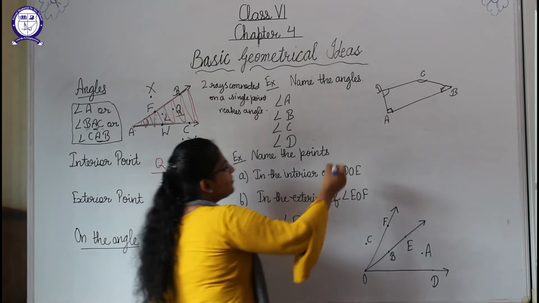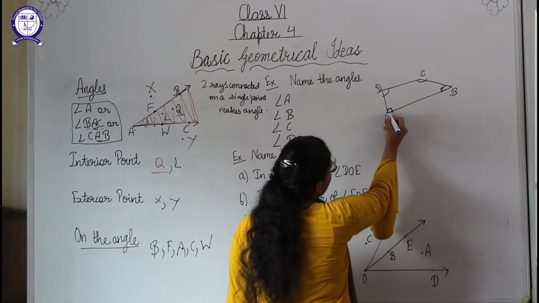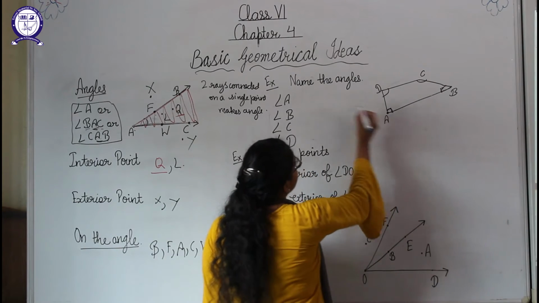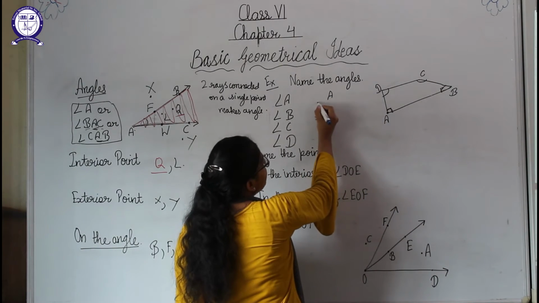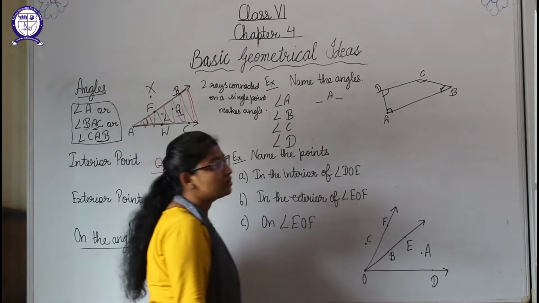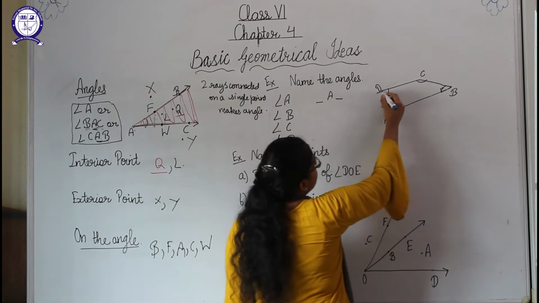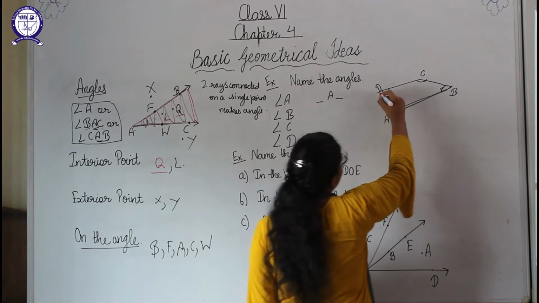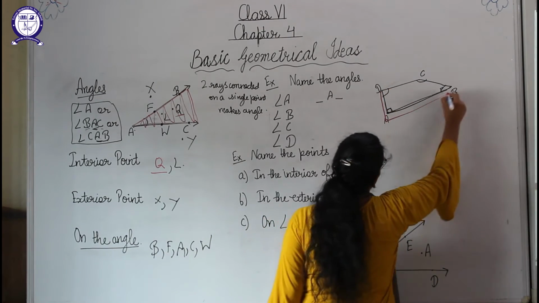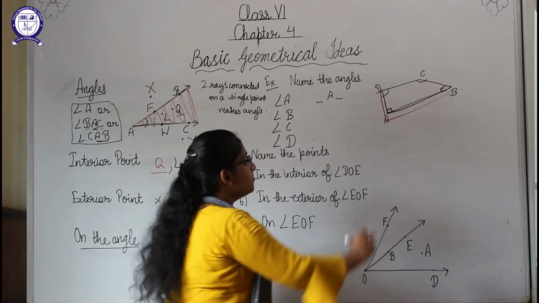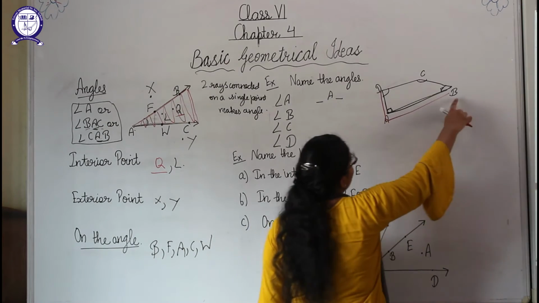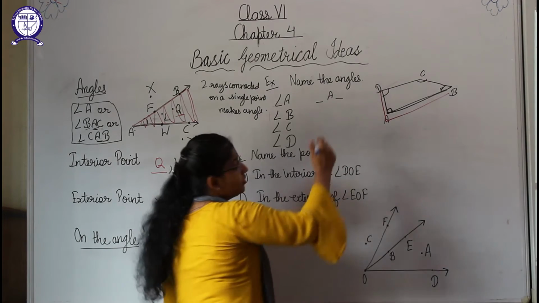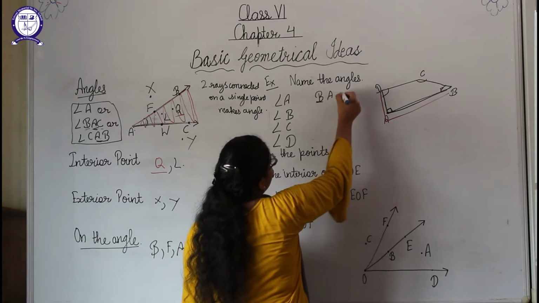Okay. And what can we name them? Suppose we are talking about angle A. I have told you that the vertex should be in the middle, and we can write here any of the two letters. This is the angle here, as you can see. This is the angle A, so we can write it DAB, or we can write BAD.